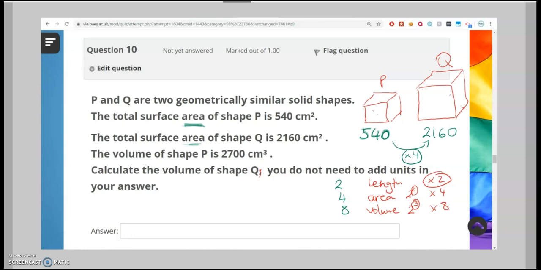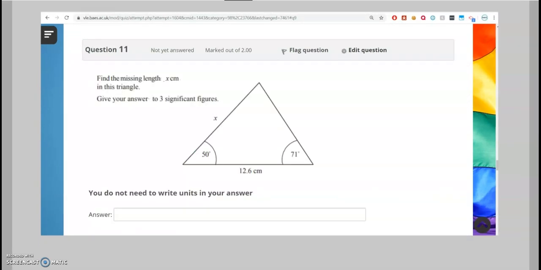So the volume of the smaller shape will be multiplied by 8 to give us the volume of the bigger shape. The volume of the smaller shape is 2700. So 2700 times 8 gives us 21,600. And this is the answer. And we do not need to include the units in this case.